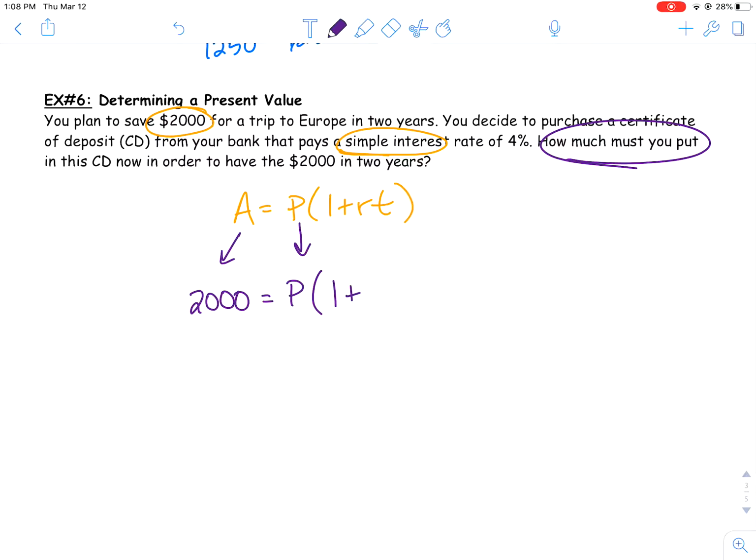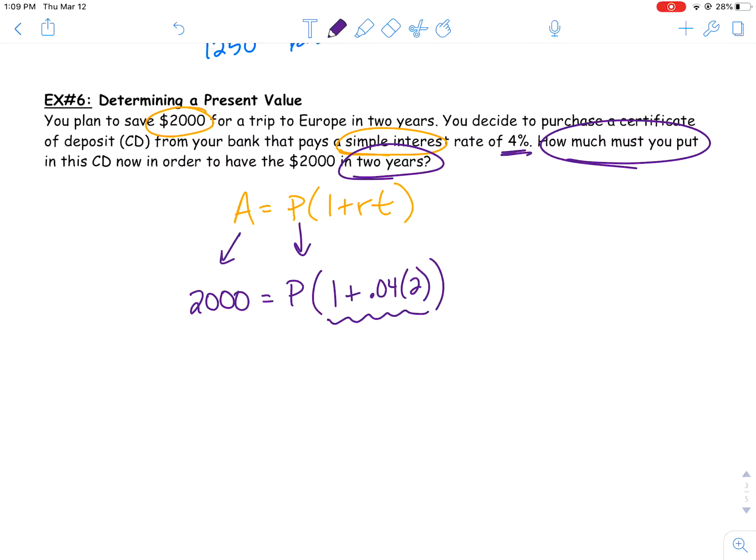Do we know what the interest rate our bank's going to charge us? Yeah, it says here 4%, so let's go ahead and put that as a decimal, 0.04. And how long are we going to put this money in the account for? It says here for 2 years, so I'm going to use a 2 to represent 2 years. Okay, so now we need to solve for P. We need to figure out what P equals.